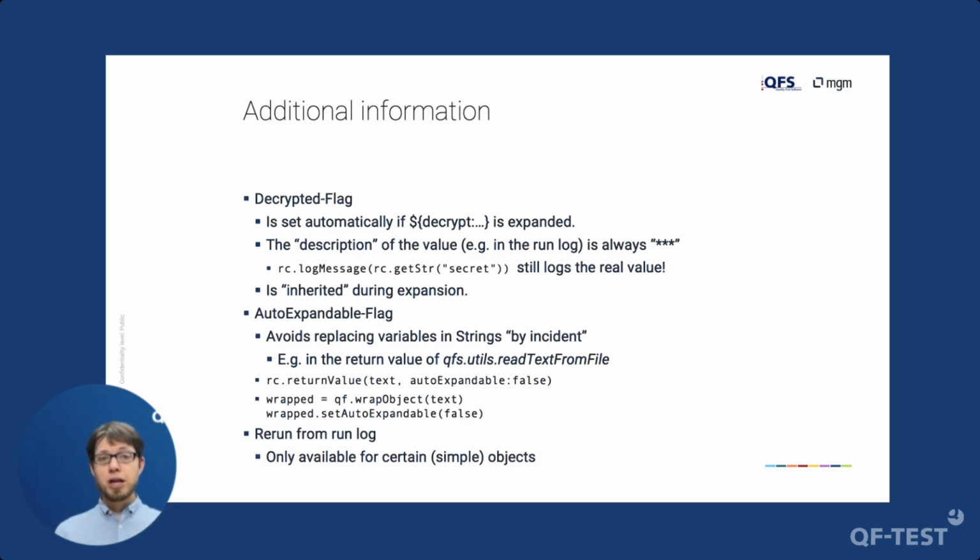The third thing I want to share is the rerun from a run log. So if you have a run log and then you click on it and say rerun this test, not always does it keep the content of the object, because the content has to be serialized into a string form to be stored in the XML of the run log. And it's not possible for QF-test to always recreate the original object from this string form. So this is really limited to those simple objects like an integer, like a bool, etc. For those it works fine. For the others, you have to take care that you can work as well with a string, because this is the fallback. It always uses the string value of the object as a fallback.